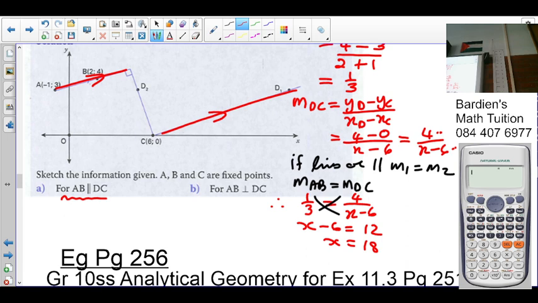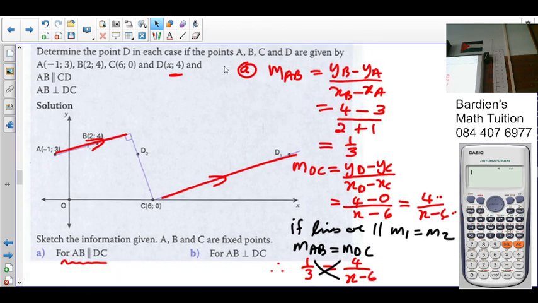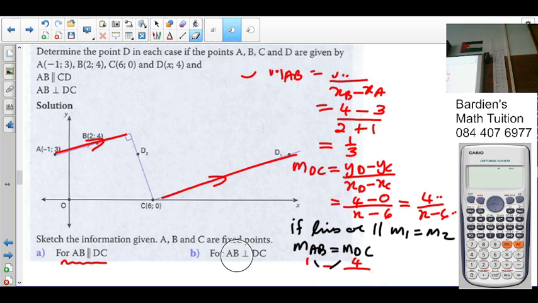You guys understand? Again, if they ask us to work out the value of x for which lines are parallel, we work out the gradient of AB, the gradient of CD, and then we set them equal to each other. Okay? Let's look at B. Am I moving too fast? No, okay? Let's look at the B part of the question.